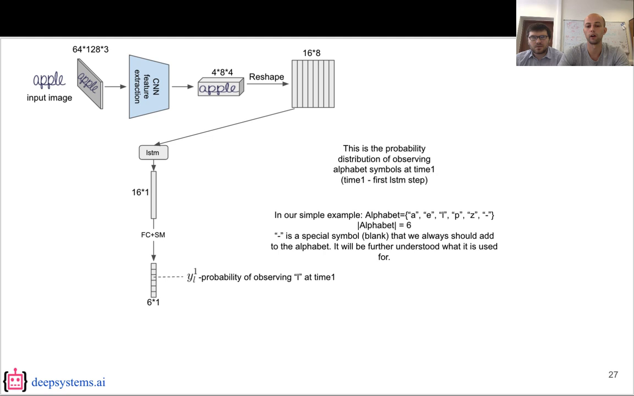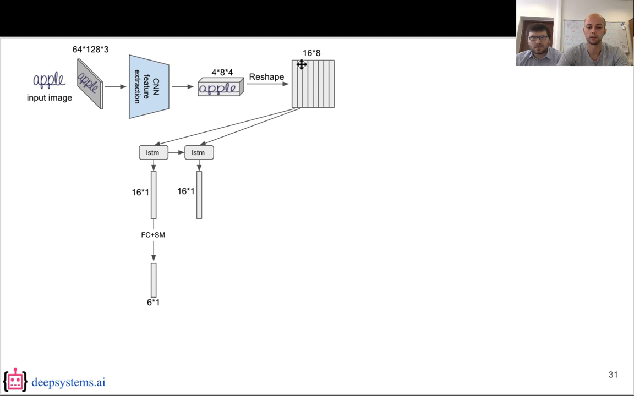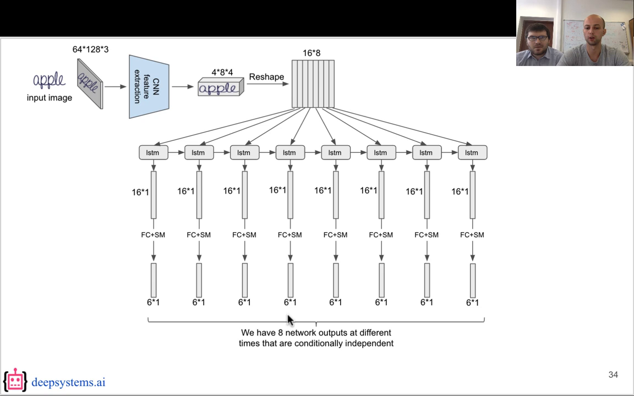Then we feed the second vector to the LSTM that produces new vector. Now we apply fully connected layer followed by softmax layer and get the vector of 6 elements as we did before. This vector contains probability distribution of observing alphabet symbols at second time step, and so on. We have 8 network outputs at different times that are conditionally independent.